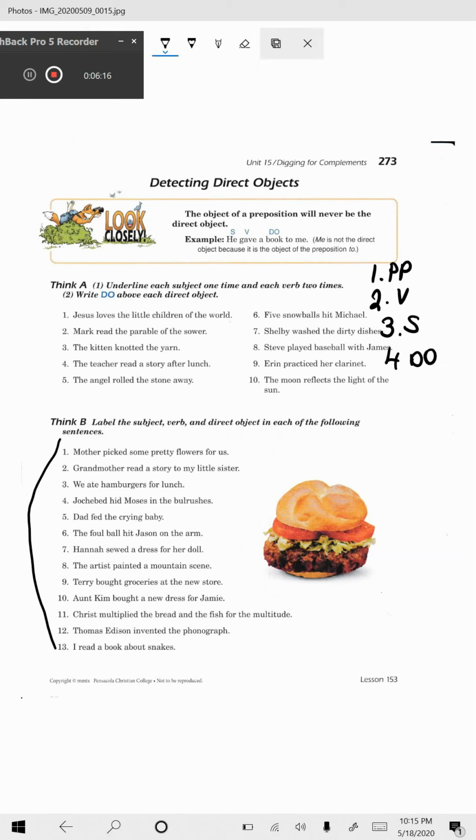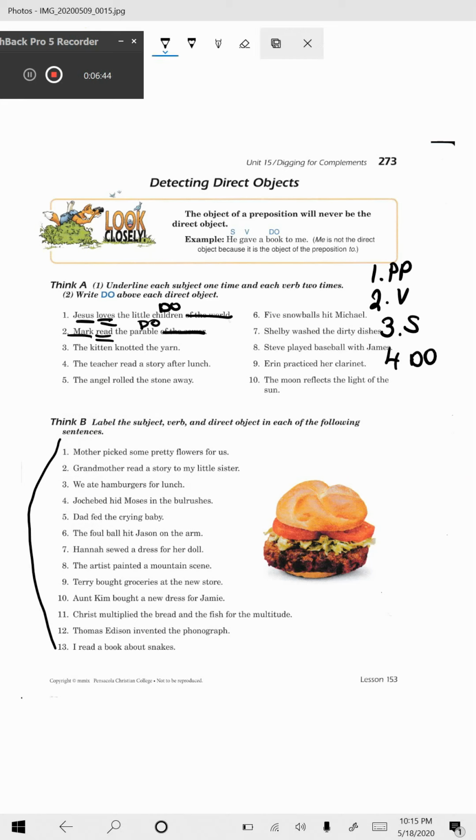All right, number 1. Jesus loves the little children of the world. So I get rid of the prepositional phrase. I'm going to go fast here. What's the verb? Loves. Who loves? Jesus. And what does he love? Children. Mark read the parable of the sower. Get rid of the sower. What's the action? Read. Who read? Mark. What did he read?